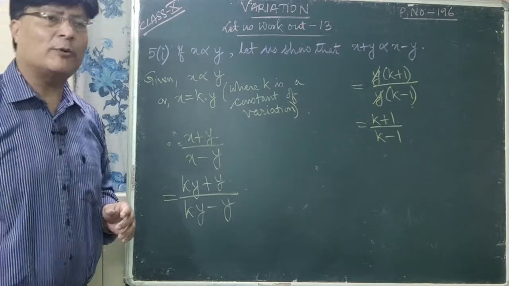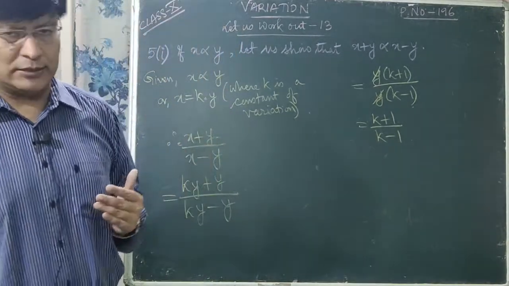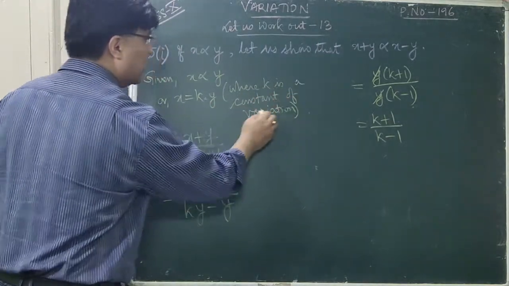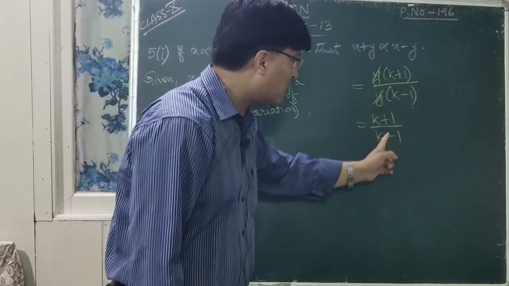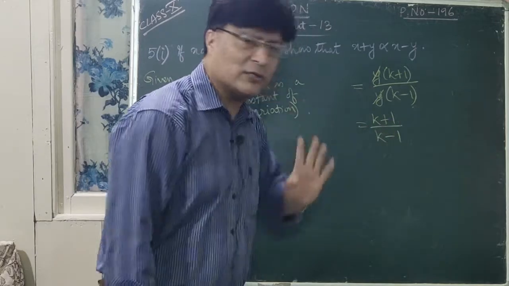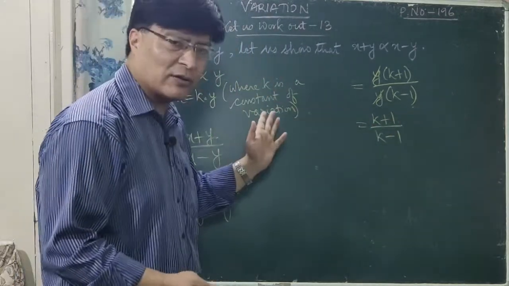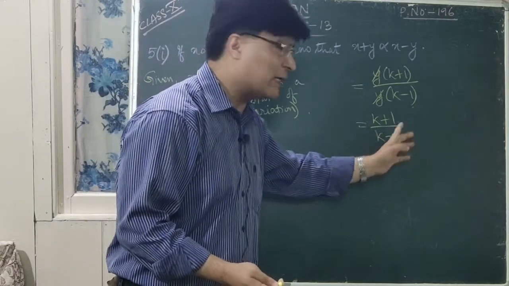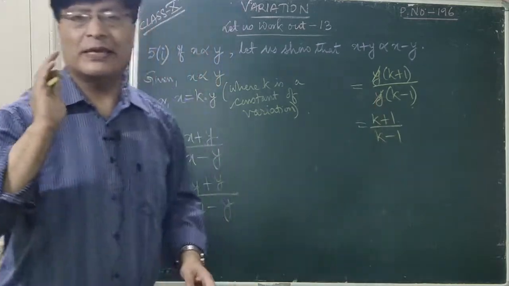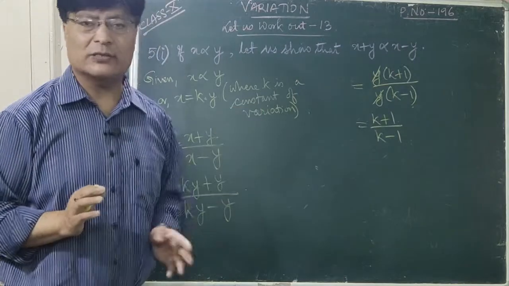So what can we say about k plus 1 divided by k minus 1? Is it a variable or a constant? Since we have written here where k is a constant of variation, k plus 1 upon k minus 1 is also a constant, because 1 is also constant, plus 1, minus 1 are also constant. That is, it is free from, it is independent of x and y variable. That's why it is a constant quantity.